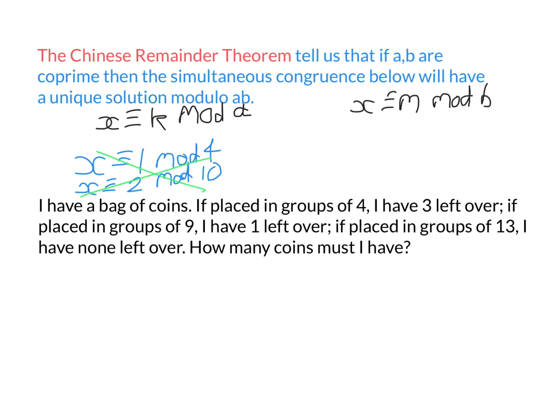So let's look at the Chinese remainder theorem in action. So let's say I have a bag of coins. If placed in groups of 4, I have 3 left over. If placed in groups of 9, I have 1 left over. If placed in groups of 13, I have none left over. How many coins must I have?